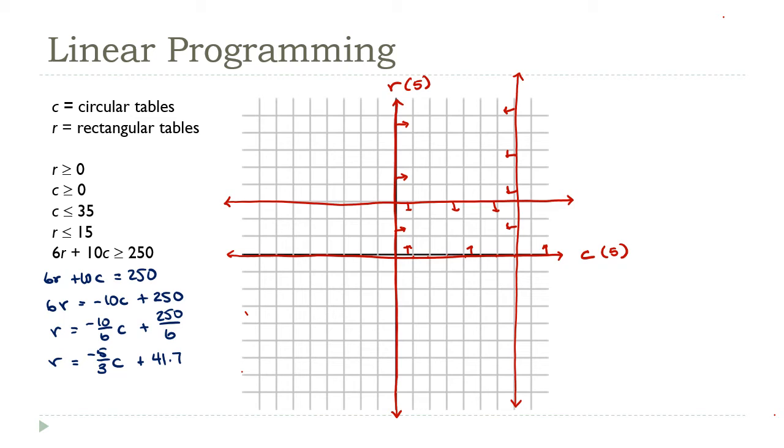Okay, so remember that we're counting by 5s, yes? So 41.7 is just a little over 8. So we're about 1, 2, 3, 4, 5, 6, 7, 8. I'm sorry, it's a little over 8, right? So let me go just a little bit higher than that. There we go.